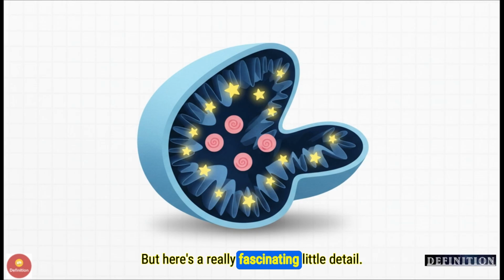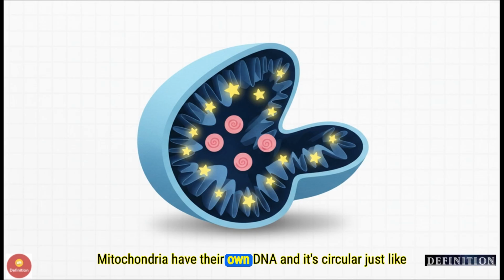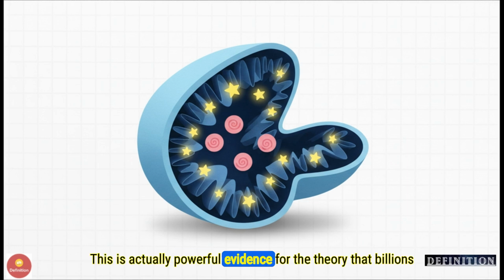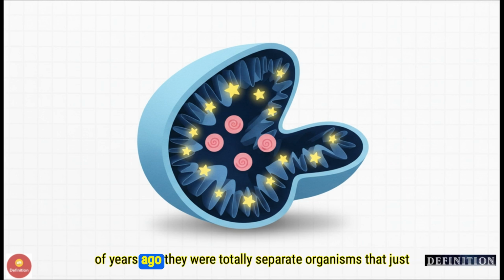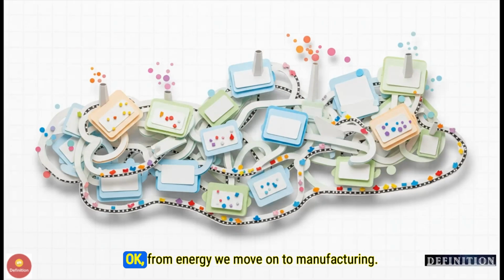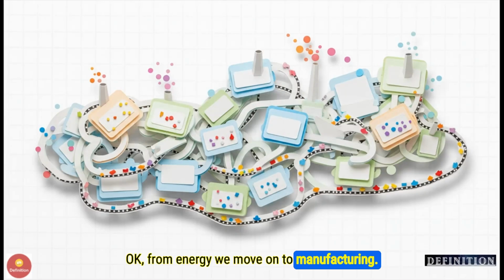But here's a really fascinating little detail. Mitochondria have their own DNA, and it's circular, just like a bacterium's. This is actually powerful evidence for the theory that billions of years ago, they were totally separate organisms that just happened to form a partnership with our ancient ancestors. How cool is that?